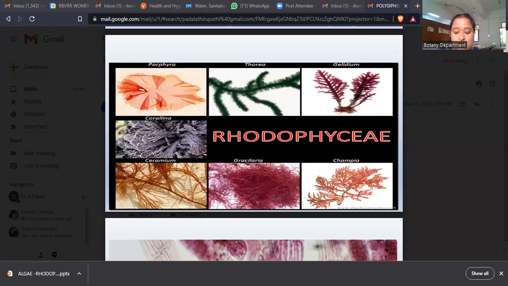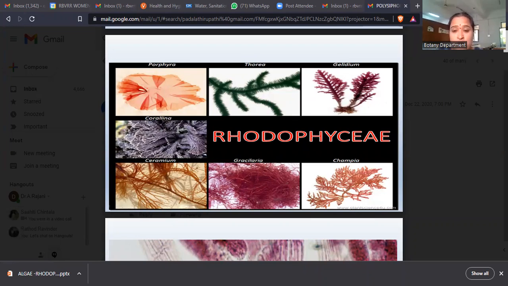Next, coming to the pigments: what type of pigments are there? Chlorophyll a and chlorophyll d are the common pigments. In Phaeophyceae, chlorophyll a and c. Here, chlorophyll a and d. Another very important pigment is phycobilins, which are present: phycoerythrin or phycocyanin. Here, phycoerythrin is very dominant. That is why this class is red-colored algae.